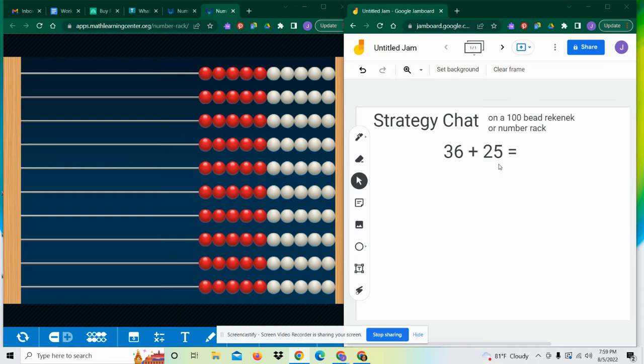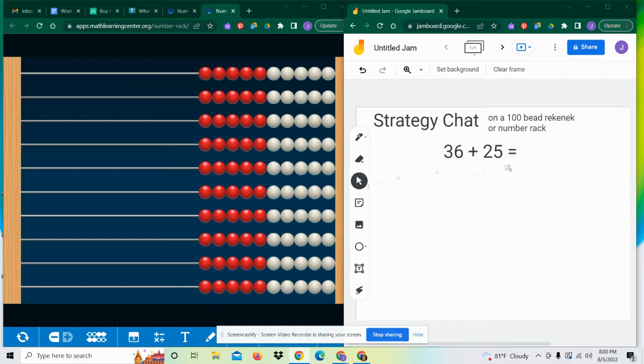I find that that small modification can make a difference when I want to create a low floor, high ceiling activity. That's especially in my intervention groups. Sometimes a traditional number talk, especially if they are not used to using these tools and thinking this way yet, can be a little too far off the ground for some of my students who don't have those computational skills yet. So because they don't have the computational skills, they lose out on really focusing on the strategies. So my solution, a strategy chat.